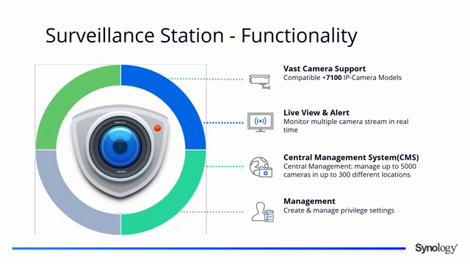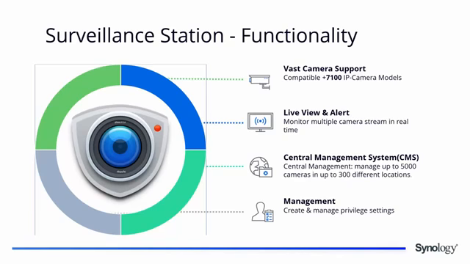The surveillance station has a vast camera support with more than 7,100 IP camera models. In order to see the full list of these models, you can always look up the compatibility list on our website www.synology.com. Furthermore, the Surveillance Station app comes with live view and alert support, which will allow you to view up to 64 camera channels at the same time. The live view and alert support will also allow you to monitor multiple camera streams in real time.